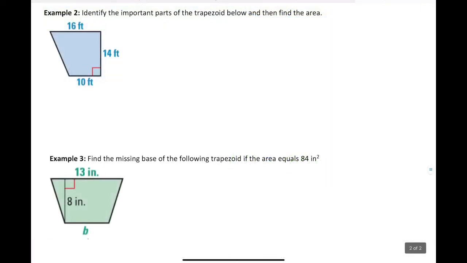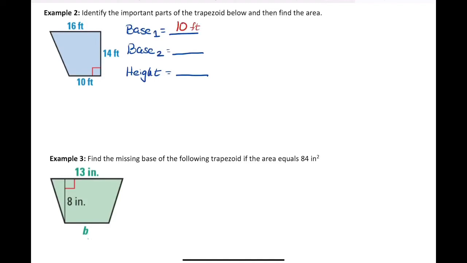Okay, same kind of example here. We wanted to identify the important parts of the trapezoid and then find the area of it. So let's make an organized list again. Okay, so the base 1 and base 2, I'm going to call base 1 10 feet. You can really call it 16, it doesn't matter. And I'm going to call base 2 16.